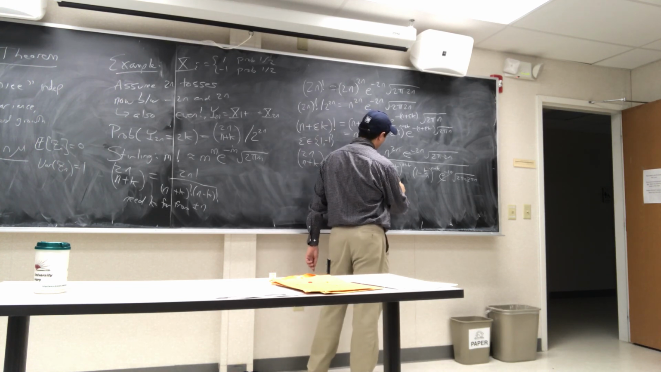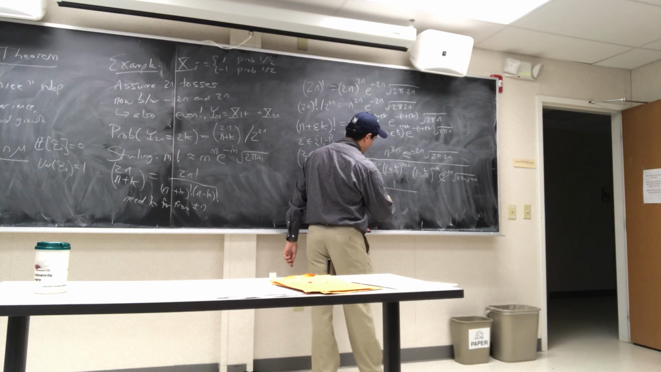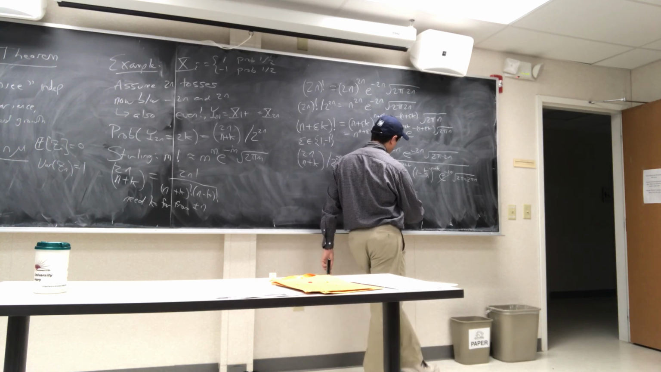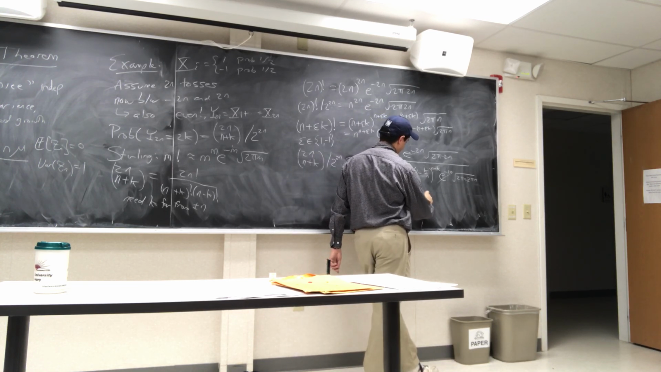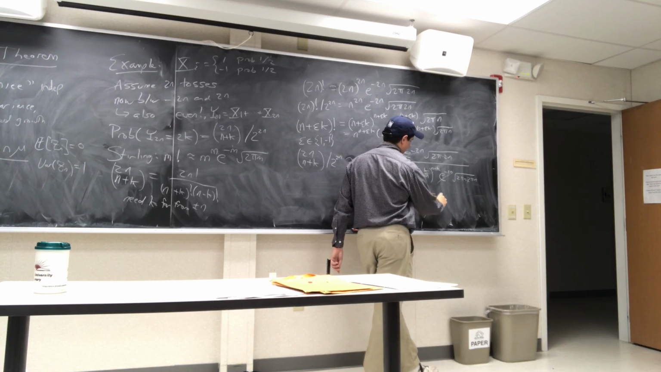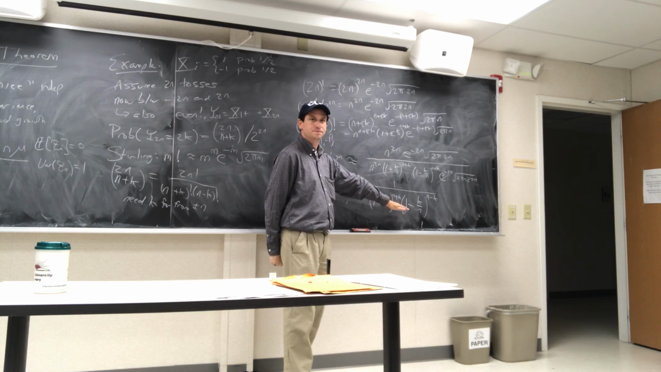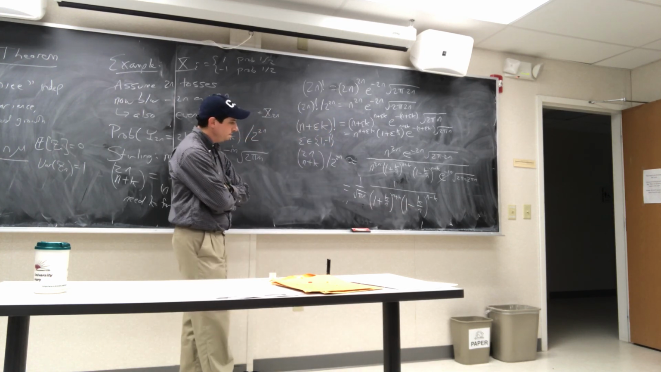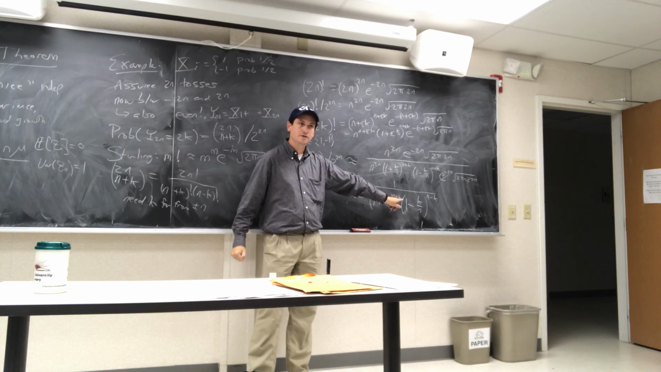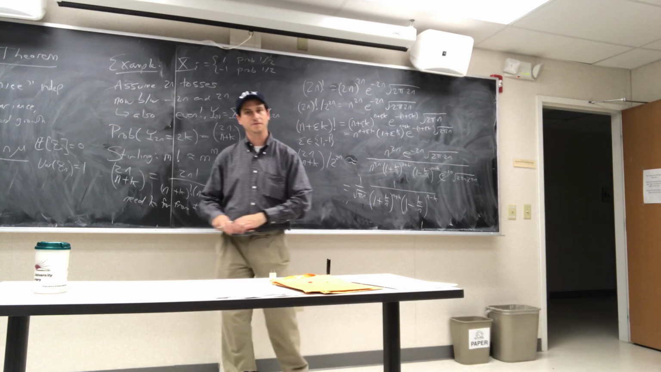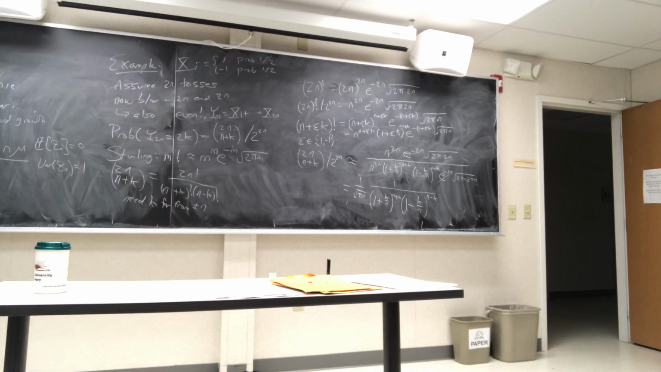And then I have (1 + k/n)^(n+k) times (1 - k/n)^(n-k). And the question is, what does this product go to? Well, n is much larger than k. What does (1 + k/n)^n go to? It goes to e^k. And what does the other one go to? e^(-k).